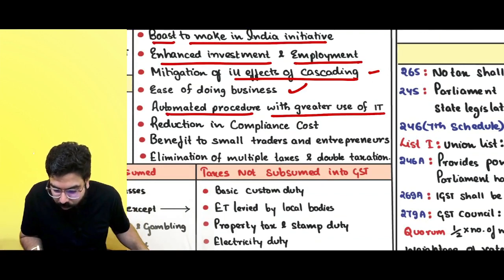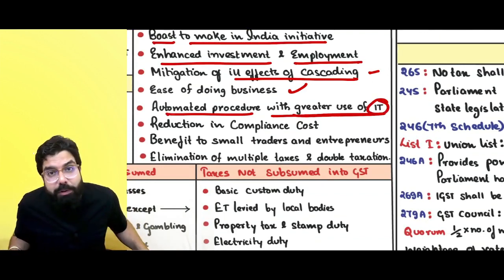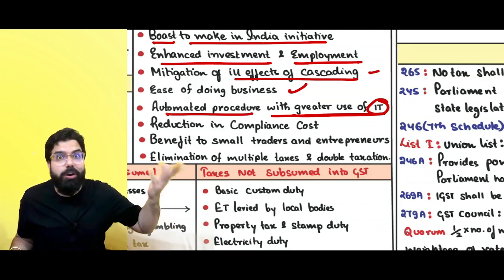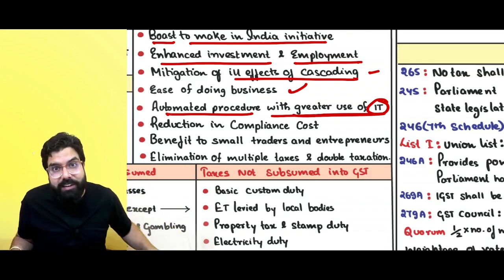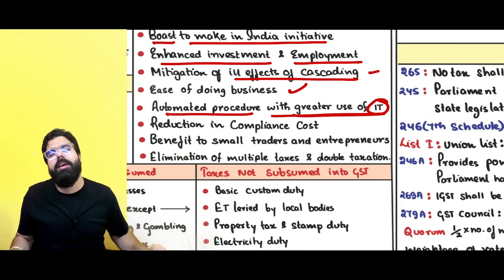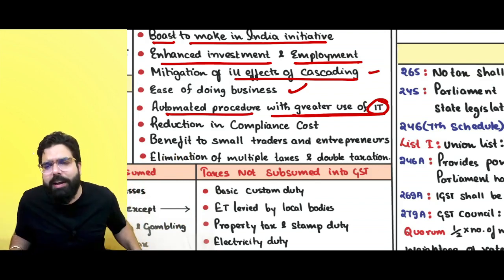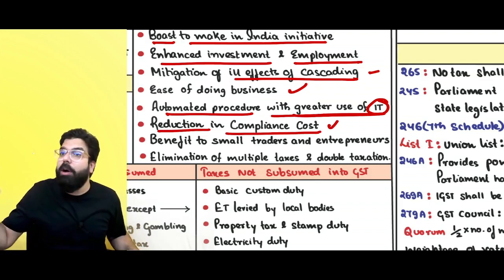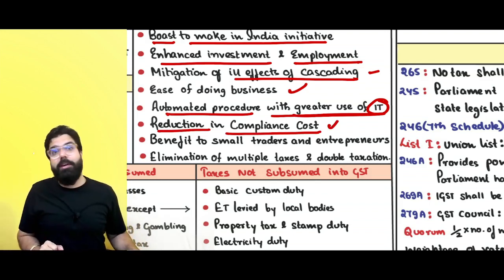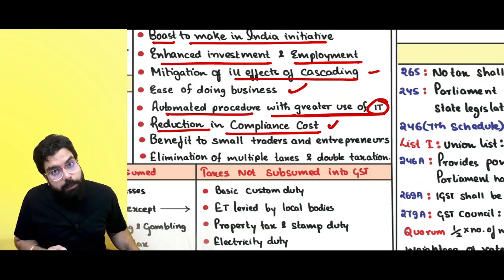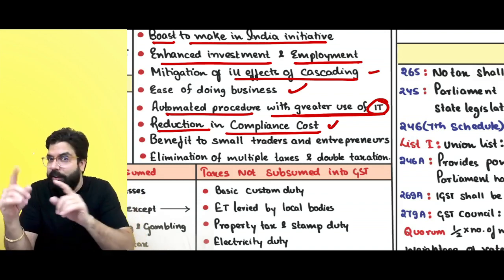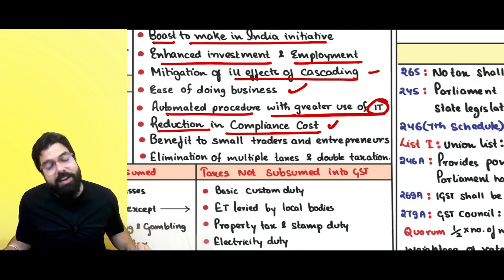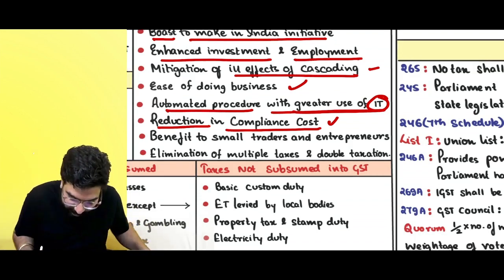Automated process with greater use of information technology. With the coming of GST, you will see automated refunds, automated registrations, and online payments. Most of the processes they are trying to make automated. Reduction in compliance cost. Earlier there were VAT compliances, service tax compliances, and if you were registered under excise, excise compliances also. Now with the coming of GST, one nation, one tax, you have to do only compliances under GST, and hence the burden has reduced.